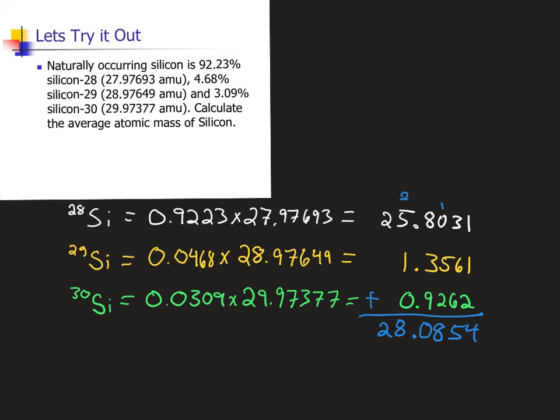And we double check to see if we did it right by looking for silicon on the periodic table, and it's 28.0855554. I'm pretty happy with that, as AMU.